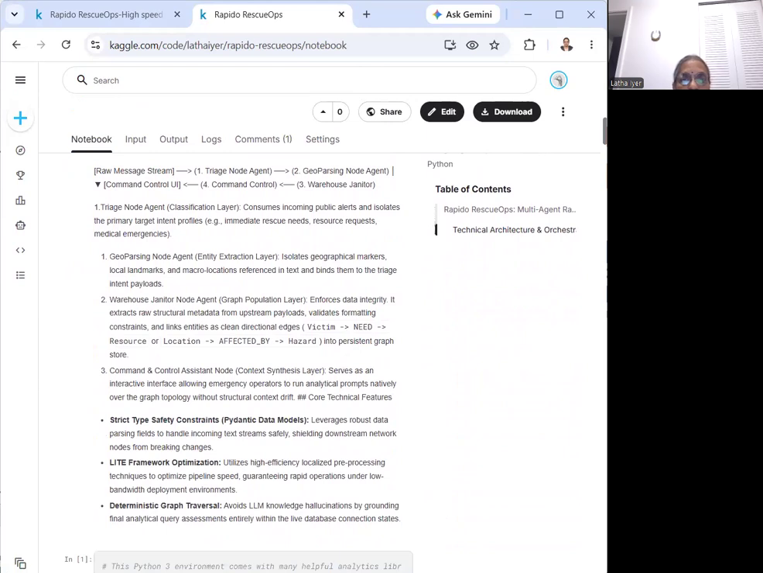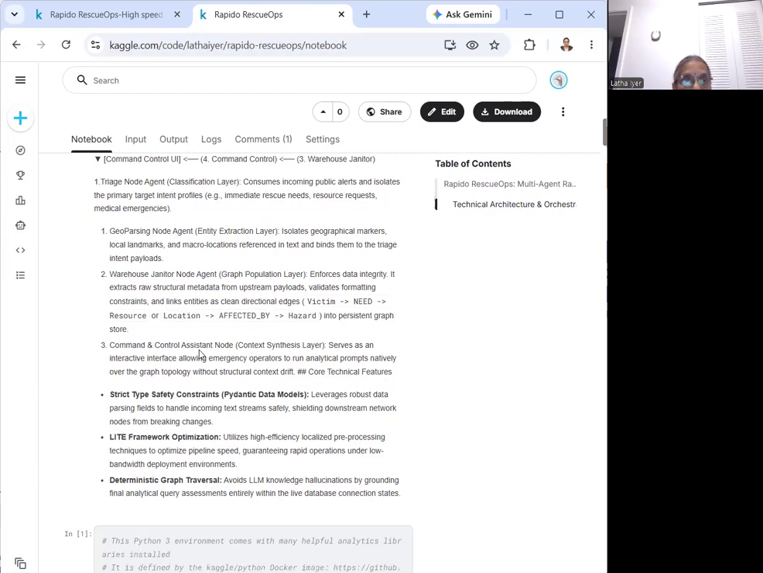orchestration. As we look at the architecture, the pipeline divides natural language processing across four distinct agent layers. These are the triage, the geoparsing, the warehouse, and the command and control assistant nodes. The triage classifies the incoming intents, the geoparsing agent isolates the geographic markers, the warehouse janitor ensures the data integrity and security, and the command and control assistant node provides a zero-hallucination interactive terminal.